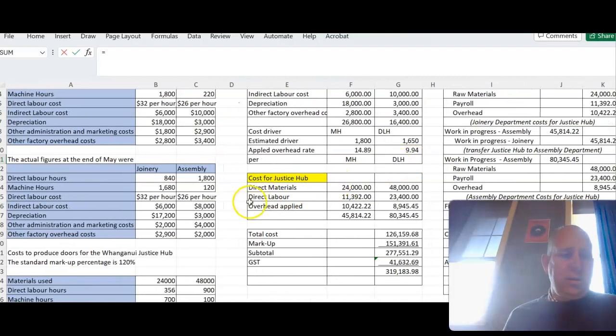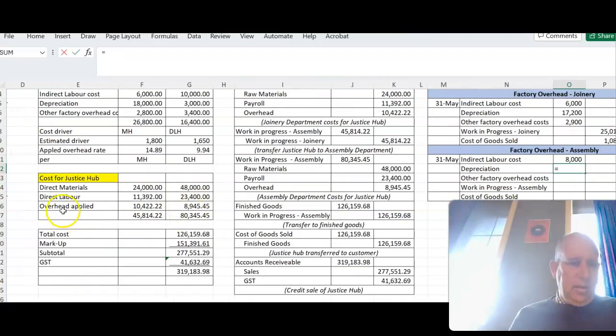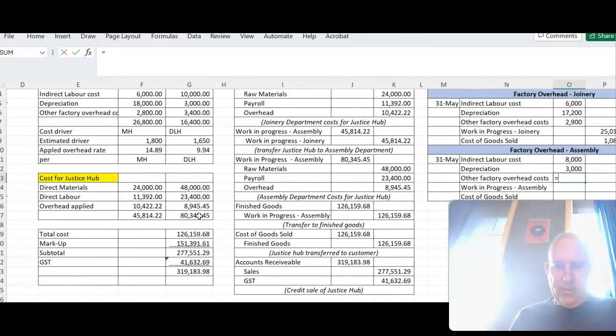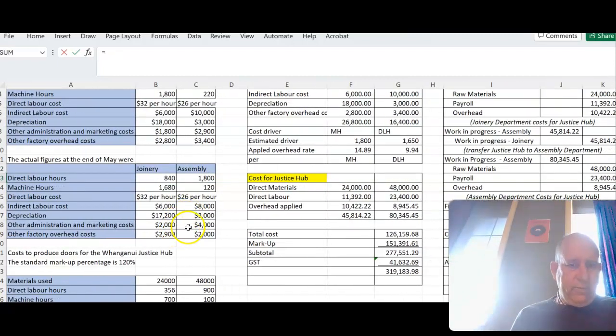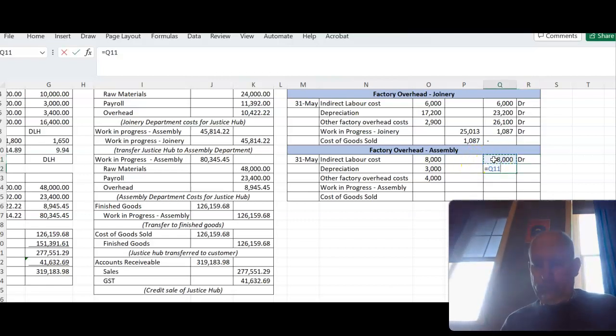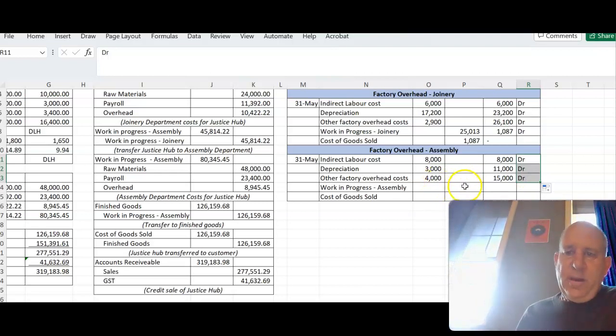So indirect labour costs for the assembly department, the actual figures, make sure you grab those ones, 8,000. The depreciation in the factory was 3,000. And the other factory overhead, 4,000. Keep a running balance. Right, so that's the easy bit. Tricky bit is this bit, the amount applied.